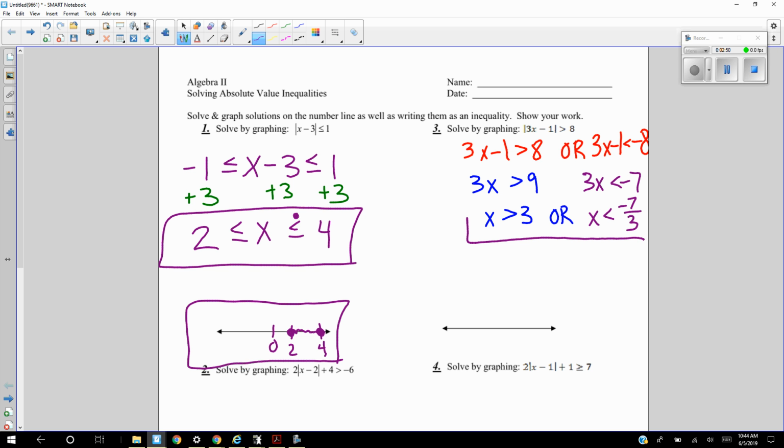So this is our answer in inequality form. And you could have it the other way. You could write it as x is less than negative 7/3 or x is greater than 3. It's the same thing. It might be helpful to figure out what decimal negative 7/3 is. First, it's negative 2 1/3, which is negative 2.3 repeating. That'll help you with the graph just a little bit.